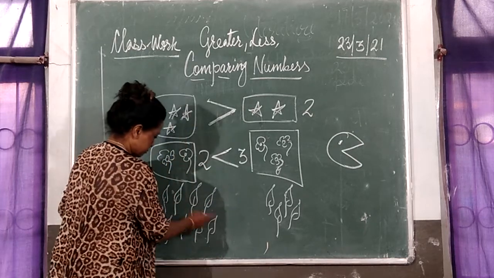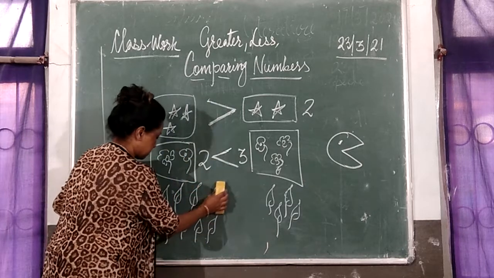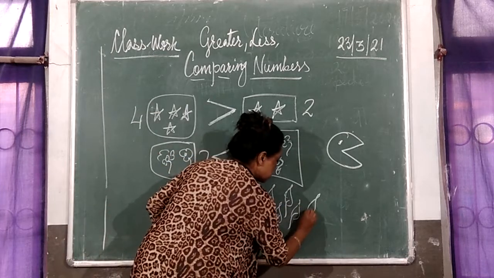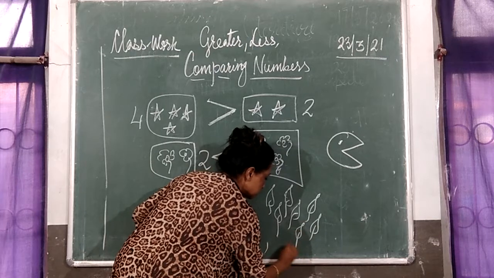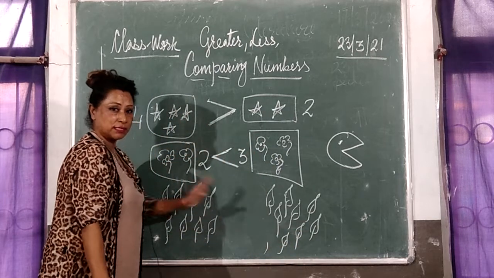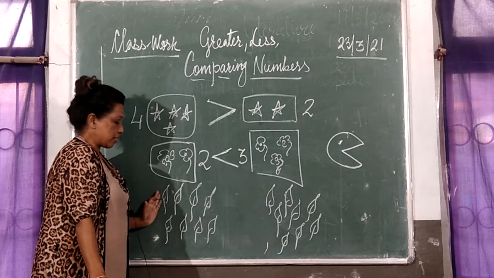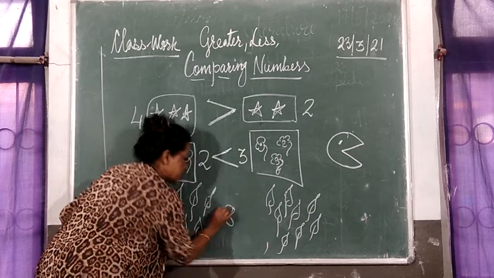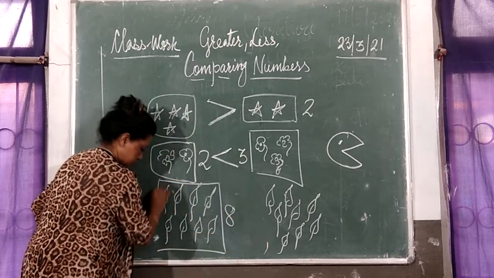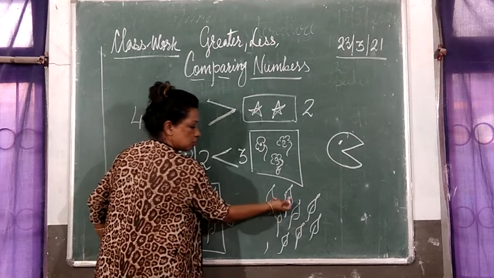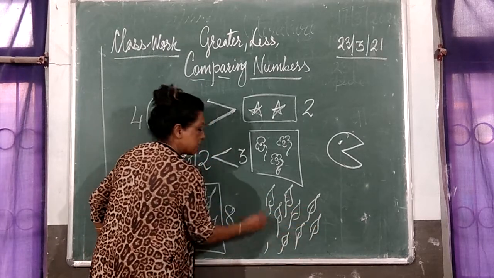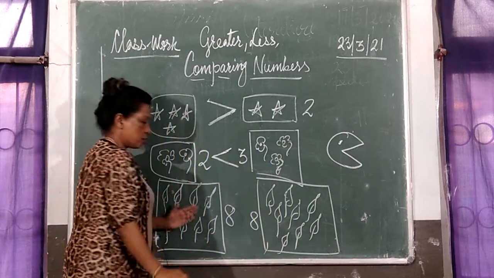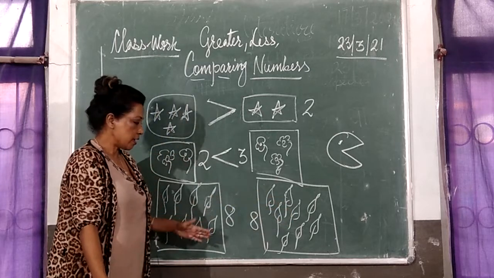And you have one more. Okay, let me make this less. Let me add here. Now look here. How many leaves are here? 1, 2, 3, 4, 5, 6, 7, 8. So you have 8 leaves here in this box, in this group. Let's count that side. 1, 2, 3, 4, 5, 6, 7, 8. Here also you have 8 leaves. That means 8 here and 8 there. Okay? That means both are the same.